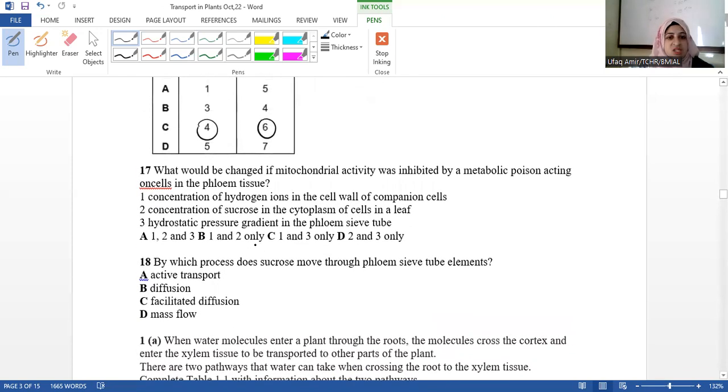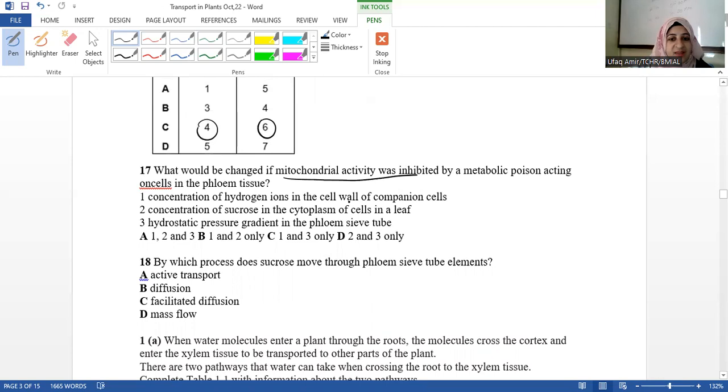What would be changed if mitochondrial activity was inhibited by a metabolic poison acting on cells in the phloem tissue? Mitochondrial activity is inhibited. Mitochondria are responsible for aerobic respiration, for giving energy. So when there is no energy, energy-needing processes will not take place. So let's see which processes are energy needing.